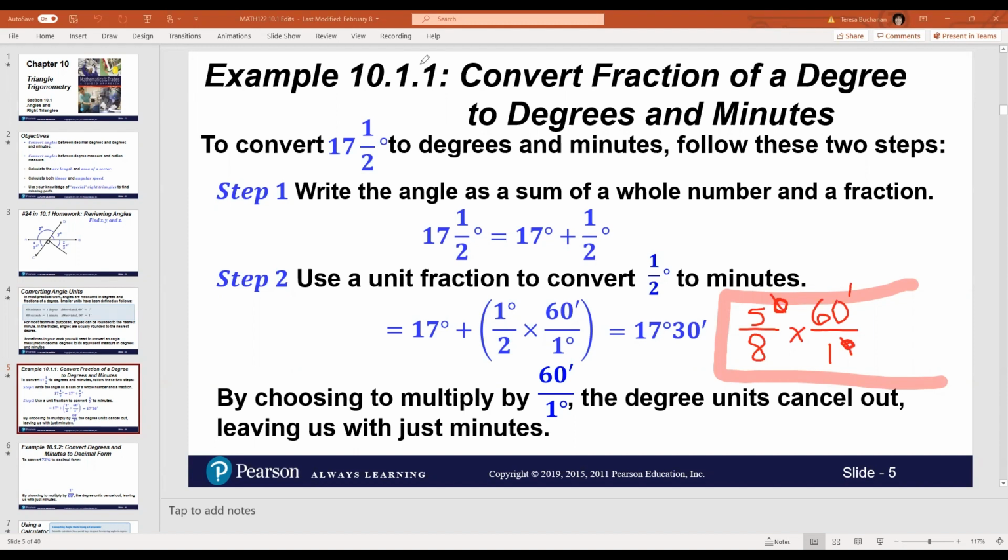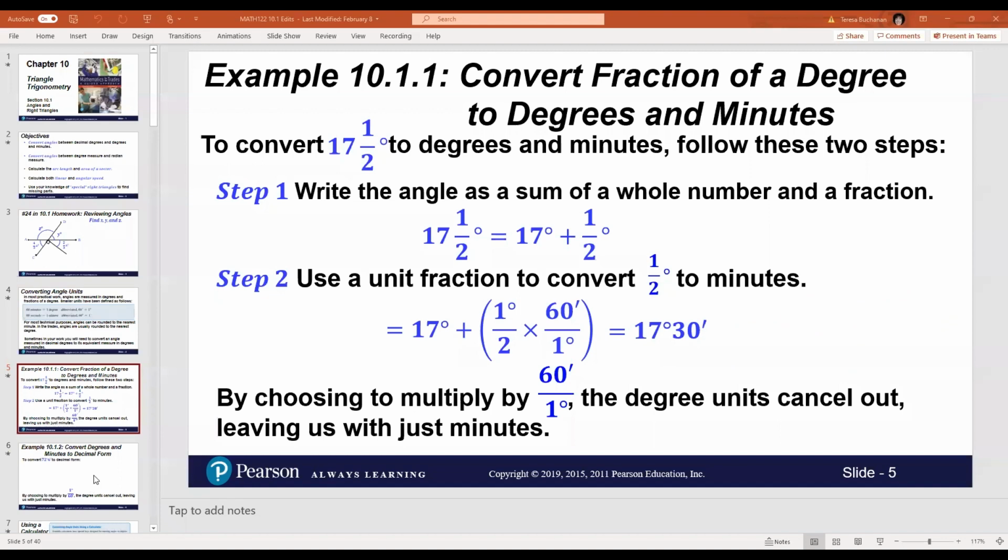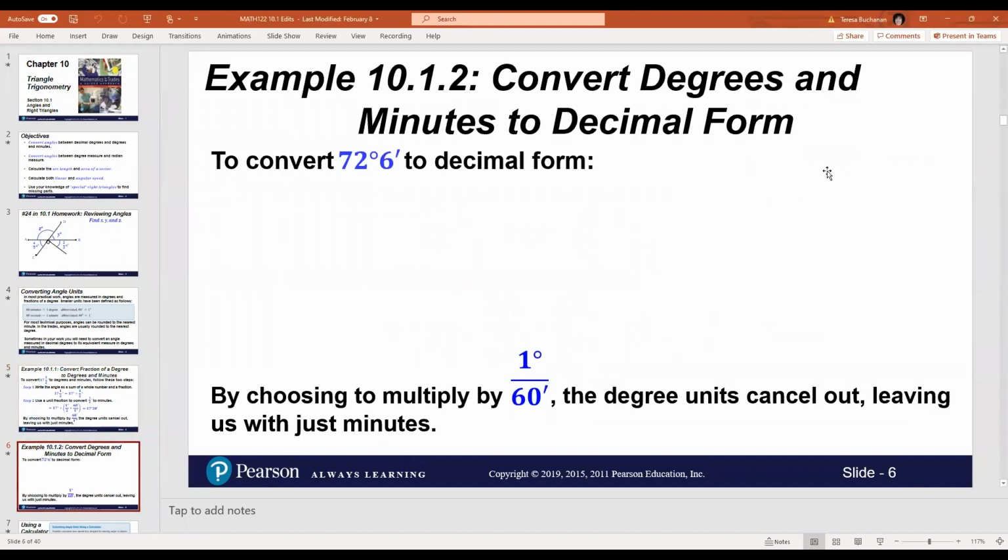Now this will not come out real tidily. It's not a whole number, that is. But I could safely say that 5/8 of a degree, and you should look at this in your calculators, 5/8 of a degree is 37.5 minutes, right? That's the conversion. So on the next slide, there's another to practice. Oh, we're going the other way.